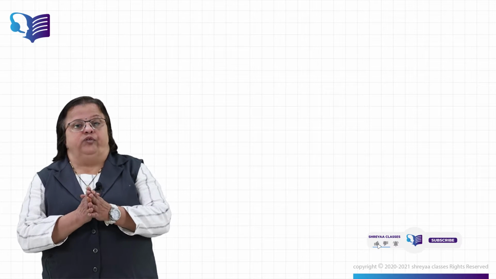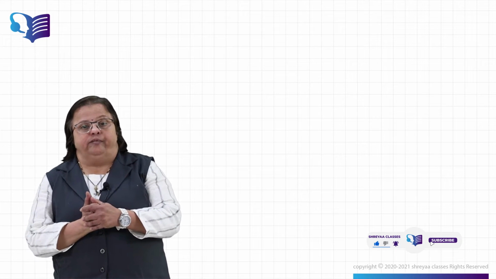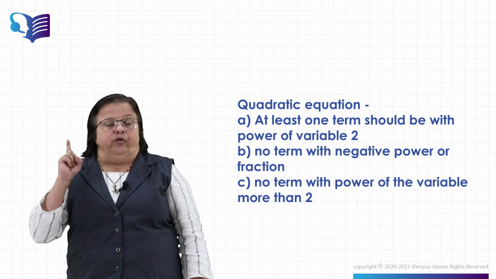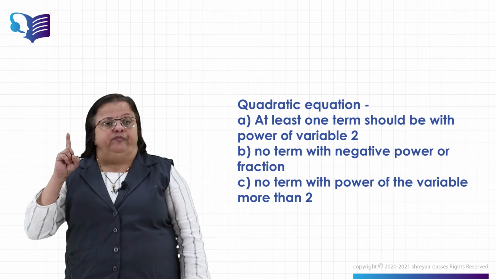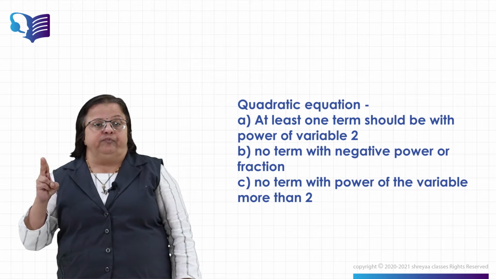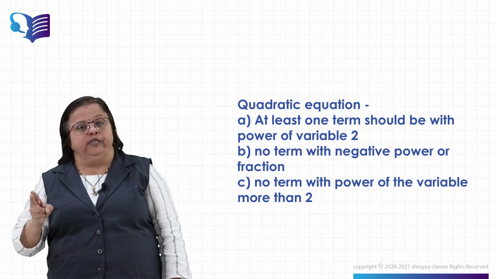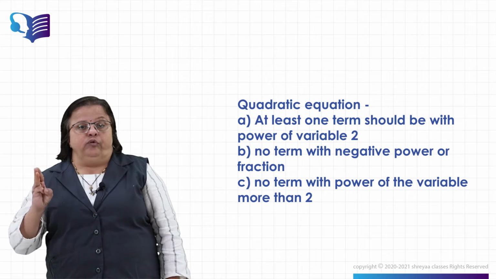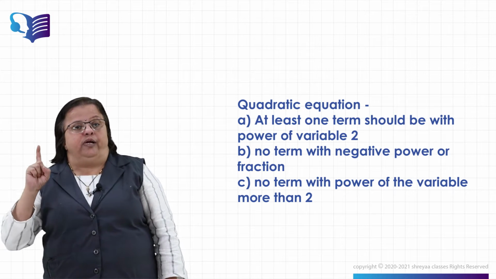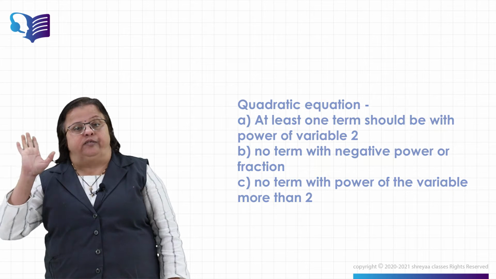Now we have seen what is a quadratic equation. Let us revise it again. A quadratic equation is what? There is one term with the power of the variable 2. There is no term with the power of the variable as a fraction or negative. There is no term with the power of the variable more than 2. Then that equation is called a quadratic equation.